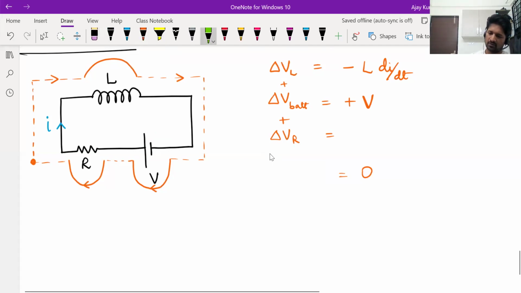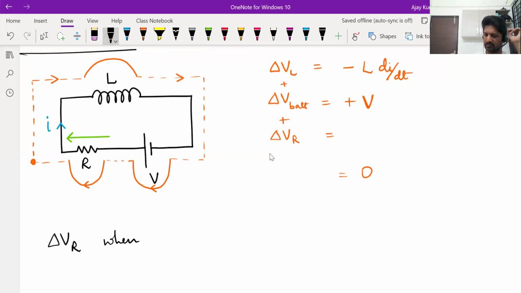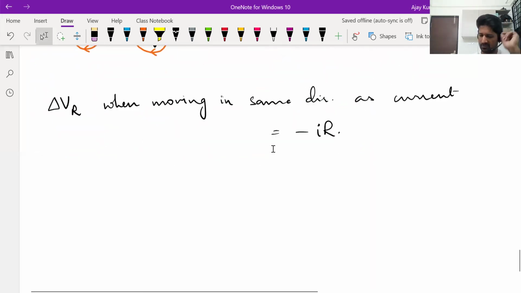Next, any of you, what is the potential change across the resistor when you are going this way? Tell me, are you moving in the same direction as current through the resistor, or opposite to the current? Same direction. Okay. How do you write potential change across a resistor when moving in the same direction as current? Minus IR. Okay.